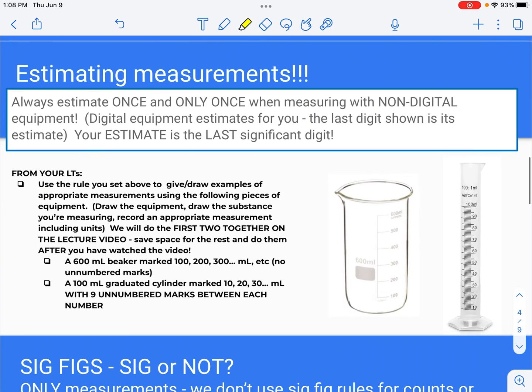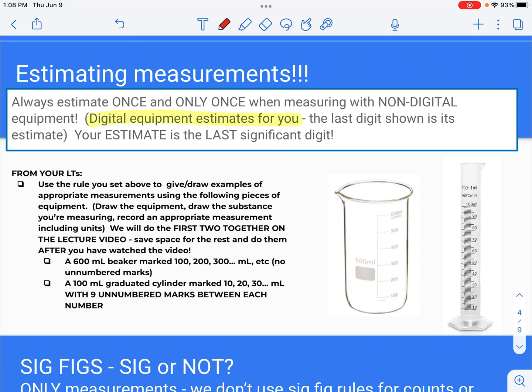So remember that significant figures come from estimating measurements. And our significant figures estimation rules are that you should estimate once and only once. You have to estimate once when you're measuring with things that are non-digital. You should remember that digital equipment estimates for you.